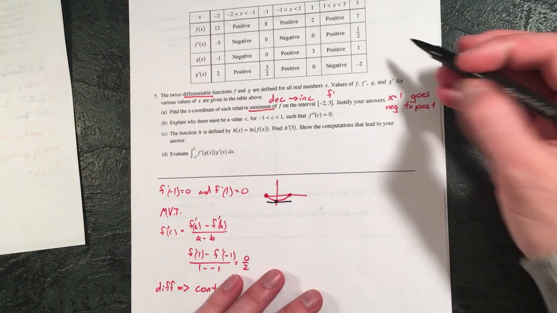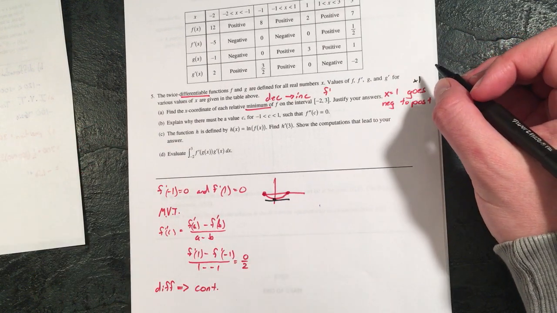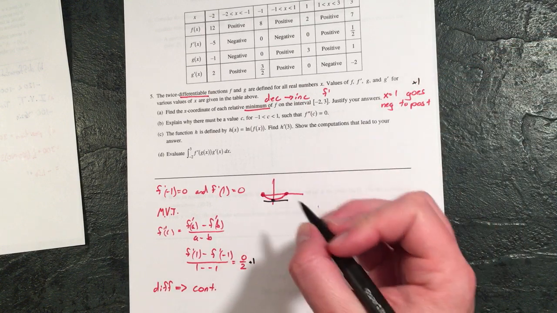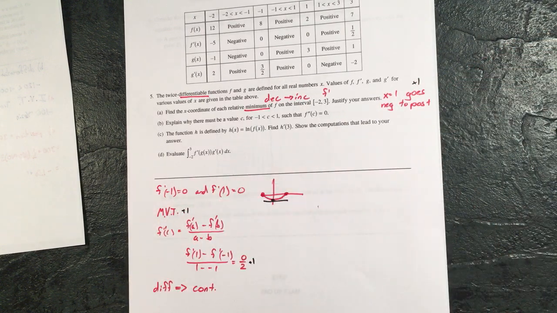So point breakdown, 1 point here for this question, 1 point for showing there's 0, and 1 point for using the mean value theorem with a nice explanation, which is where I think you need that it's continuous.